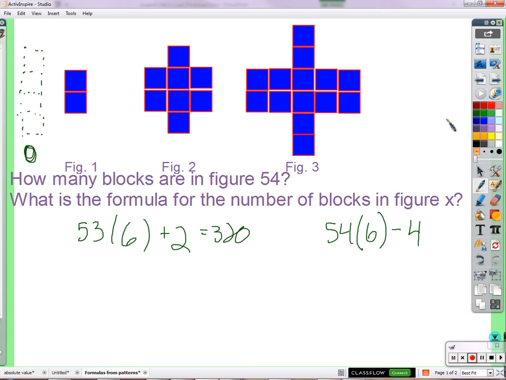To get to figure 54, it would take 1 step, 2 steps, 3 steps, just the same as the figure number. So instead of 1 less than the figure number, it's exactly the figure number, because we're starting from 0 rather than 1. And a minus 4, because that's how many blocks there are in figure 0.